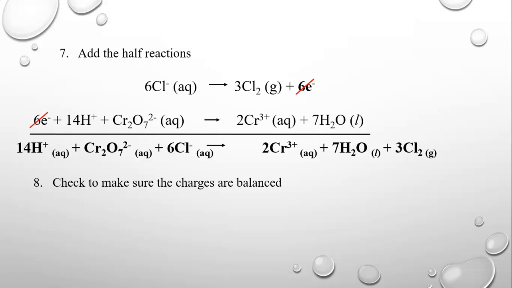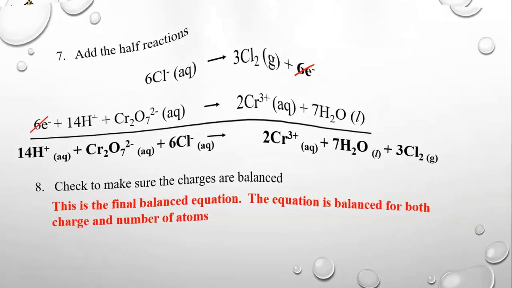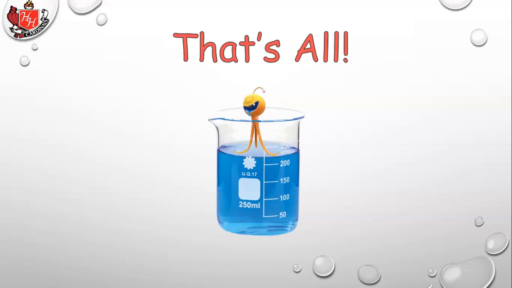So number 8, just check your work. Make sure the charges are balanced. So this is the final balanced equation. The equation is balanced for both charge and number of atoms. Okay, and that takes care of this lesson on balancing redox reactions and how to assign oxidation numbers.